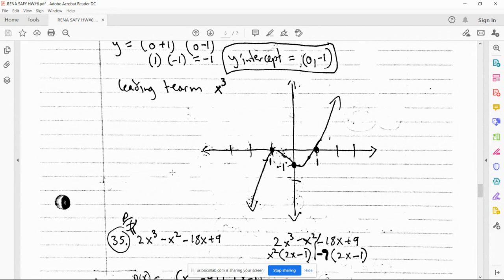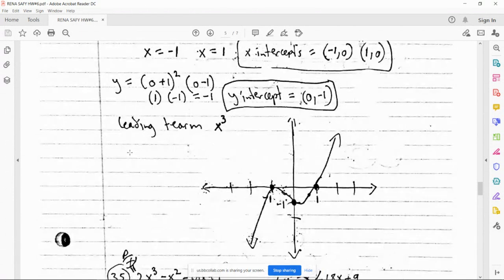Looks great. This is a perfect graph. But let me ask you one question. Why at -1 does it touch it? It does not go through this point. Oh, because the multiplicity is 2, so it has to touch. It doesn't go through.